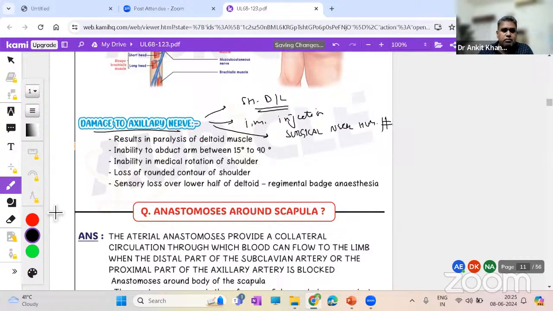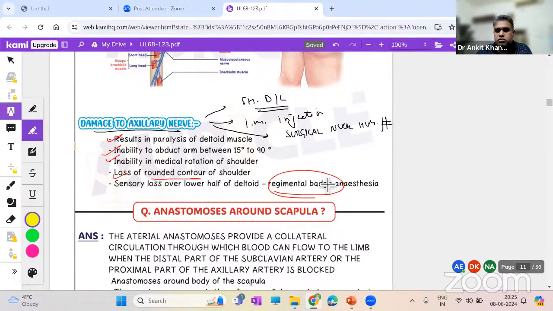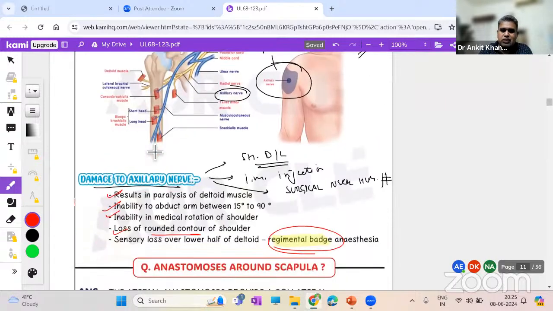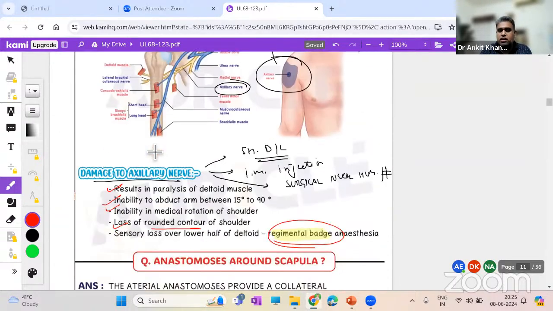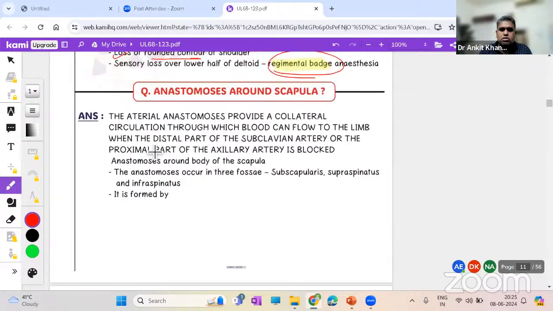So what happens after damage? You know that it supplies some muscles and skin. So there will be paralysis of the muscle, so the muscle will not be able to act. There will be loss of the rounded contour of the shoulder. And as I told you, regimental badge anesthesia, you can write that also. Simple as that. This is the step where you can proceed. And this is what's for the axillary nerve. Suppose any nerve comes, you can answer in that way. Then you come to the anastomosis around the scapula.